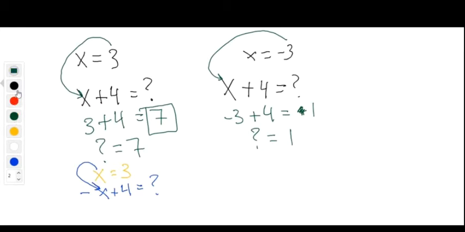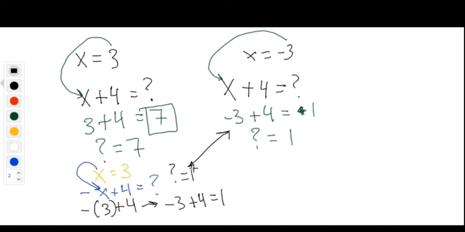Now, check this out. Check what I'm going to do. So I'm going to actually take this negative on the outside, put this 3 in, plus the 4. So basically, we're just saying +3 times this -1 plus 4. So basically, I can rewrite that as -3 plus 4, which equals 1. So therefore, question mark here equals 1, which is actually a little bit similar to what we're getting here.